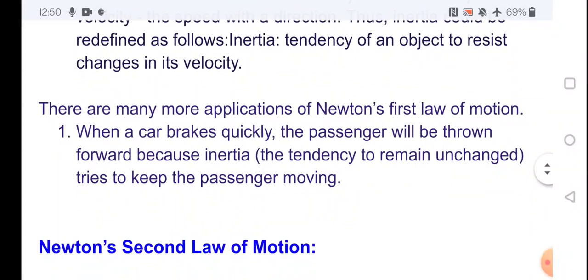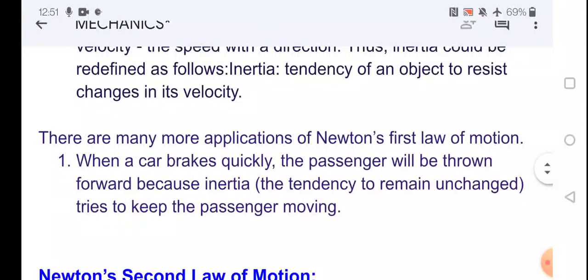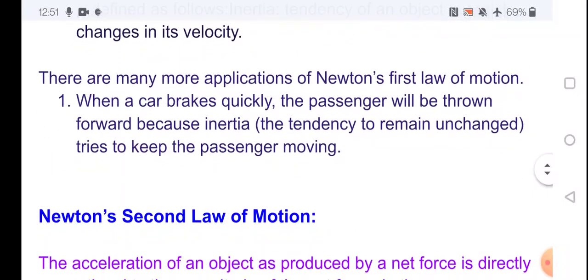There are many applications of Newton's first law of motion. Here I am saying one: when a car brakes quickly, the passenger will be thrown forwards because inertia tries to keep the passengers moving. That is, when a person in a car is at rest, when we apply the brakes suddenly, the person will move forward. This is an example for Newton's first law of motion.